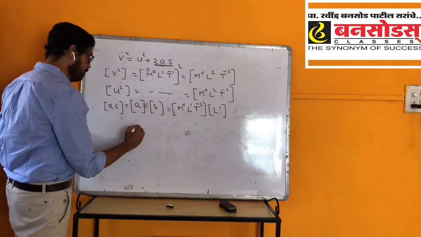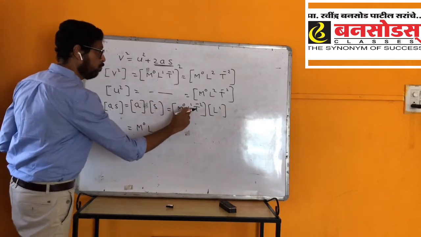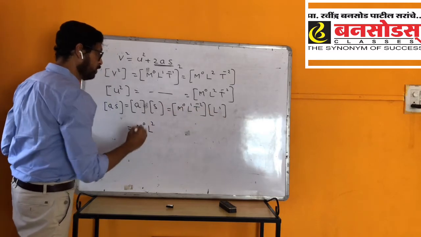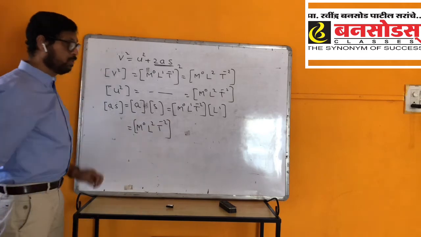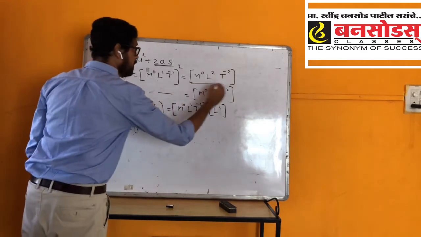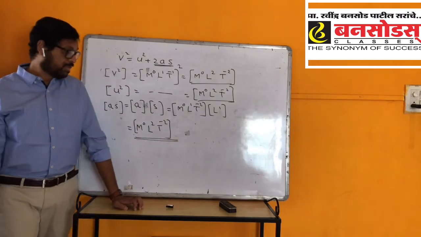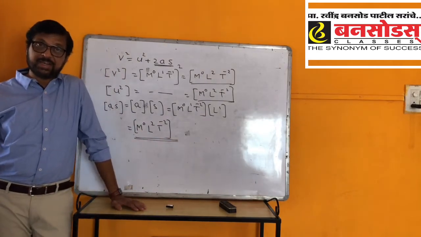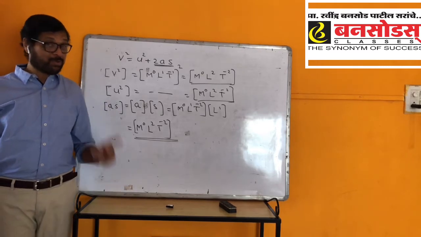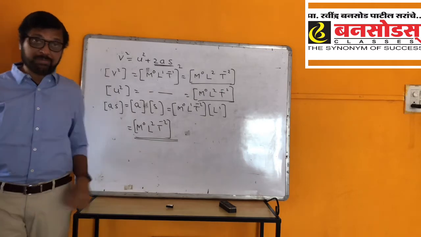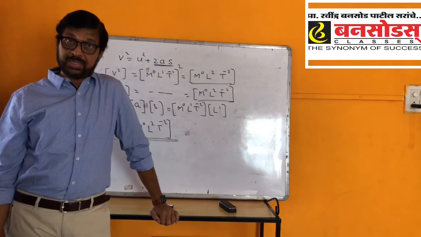So this is equal to m0 L1 L1, that is L2, and t minus 2. So the dimensions of the three terms are the same, which means the equation is dimensionally correct, right? So that was the first application of dimensional analysis: to check the correctness of a physical equation.